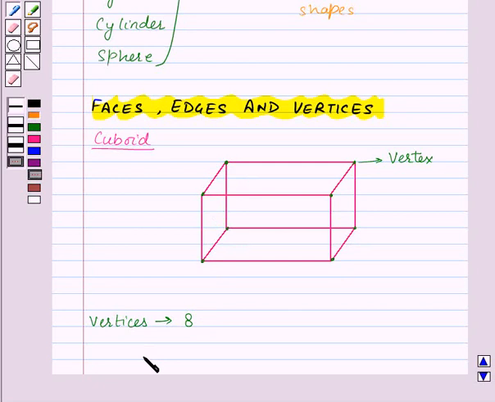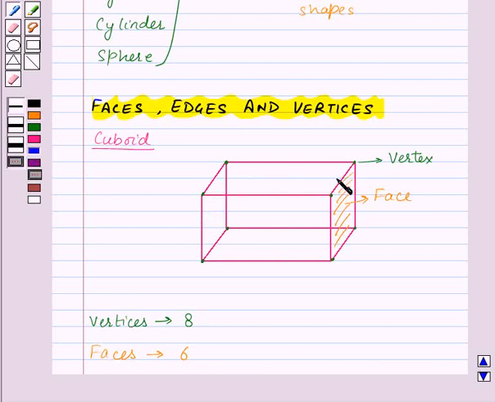Now the rectangular surfaces of a cuboid are known as its faces. For example, this is a face of this cuboid. Now, let us count how many faces are there in a cuboid. There is one face at the top, one at the bottom, one in the front, one in the back and two on the side. So, that means there are total 6 faces in a cuboid.